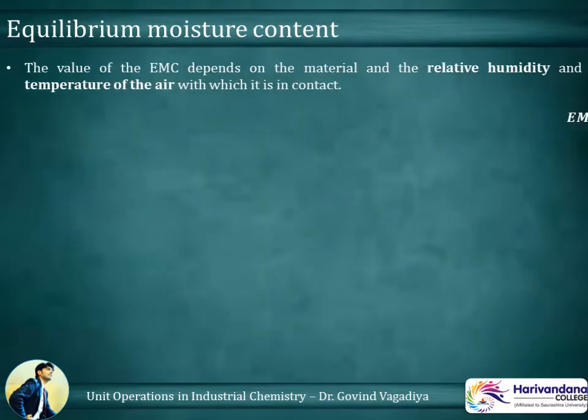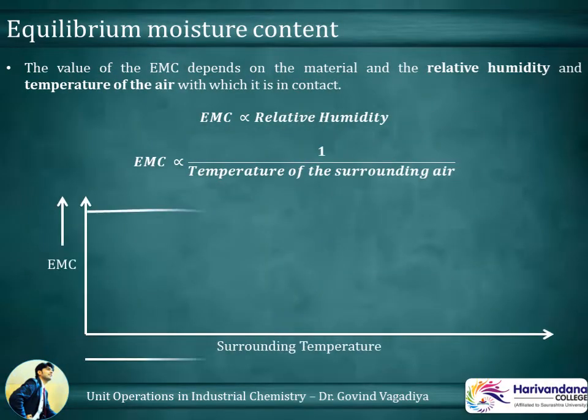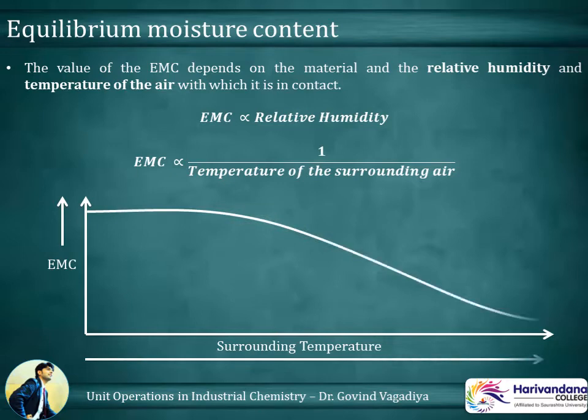The value of the EMC depends on the material, and the relative humidity and temperature of the air with which it is in contact. We can observe in the given graph that whenever surrounding temperature increases, the equilibrium moisture content decreases.